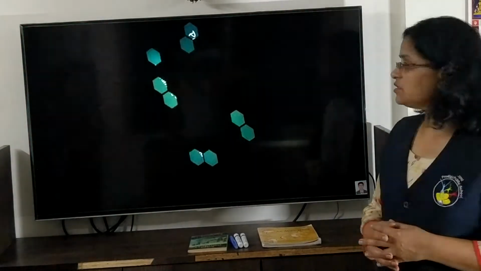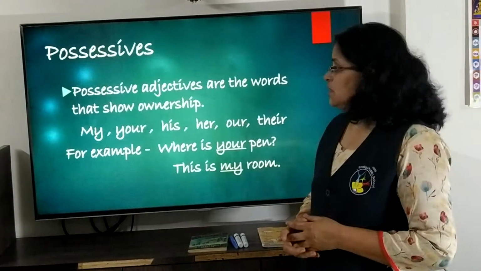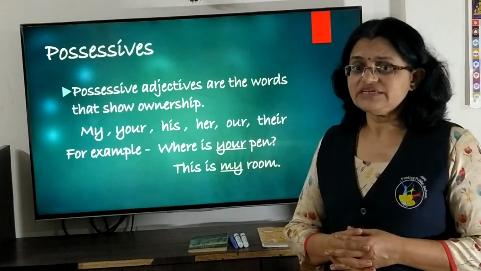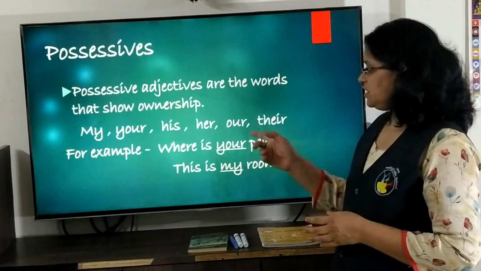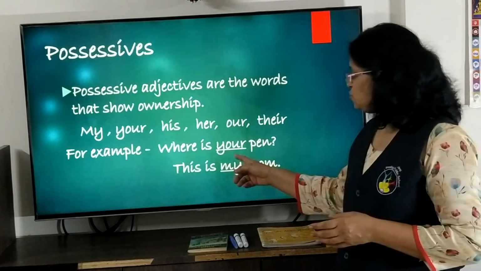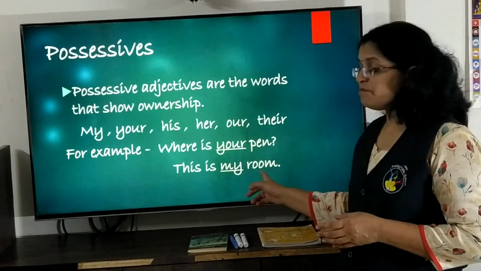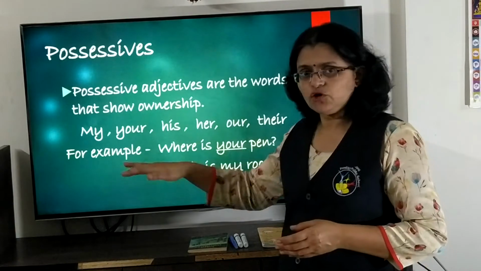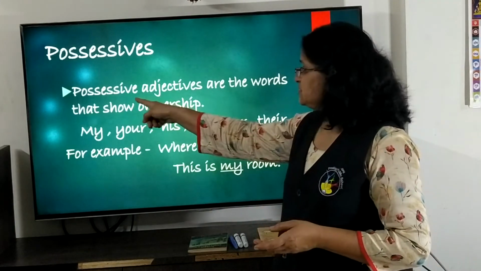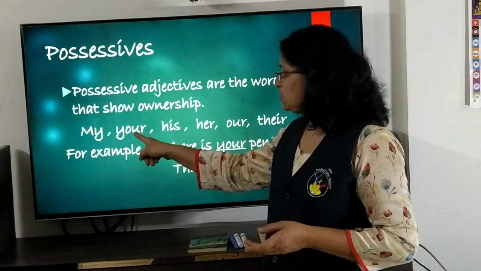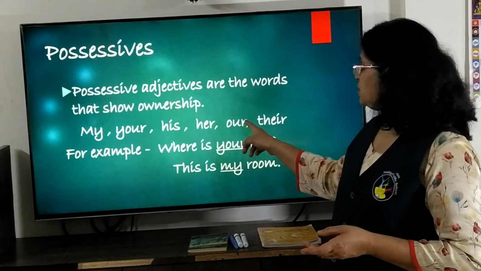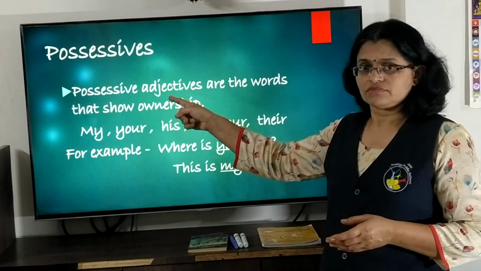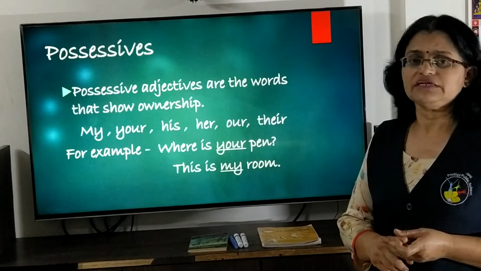Next determiner is possessives. Students, possessive adjectives are the words that show ownership, and these adjectives are also used as determiners. For example, where is your pen? This is my room. So all the pronouns which come before any noun are called possessive adjectives. My pen, your, his, her, our, their. These all are possessives. And these are also called determiners.